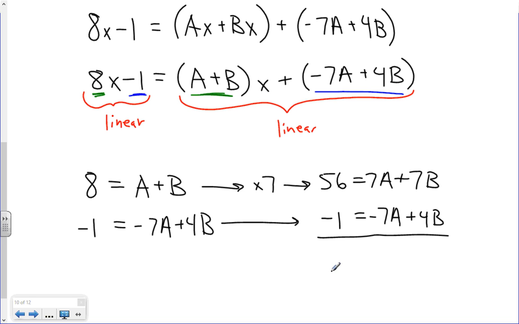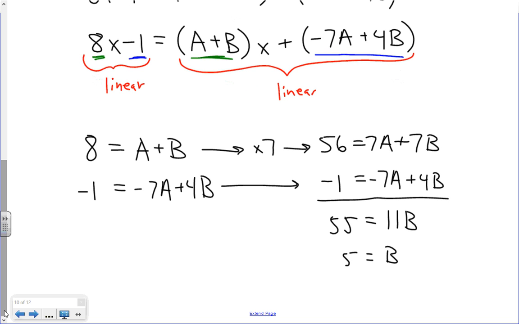56 minus 1 is going to give us 55. 7a minus 7a, those cancel each other out, and that's equal to 11b. 7 plus 4 is 11b. And so dividing by 11, it looks like b is equal to 5. B is equal to 5.